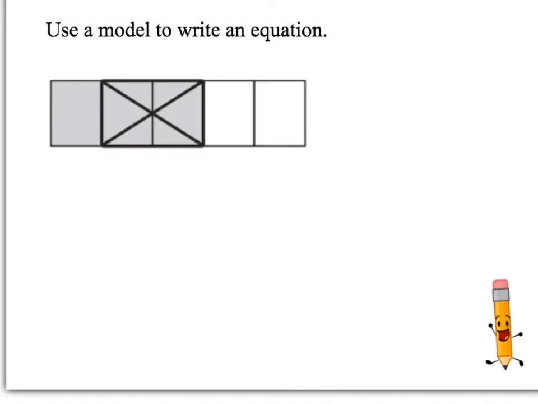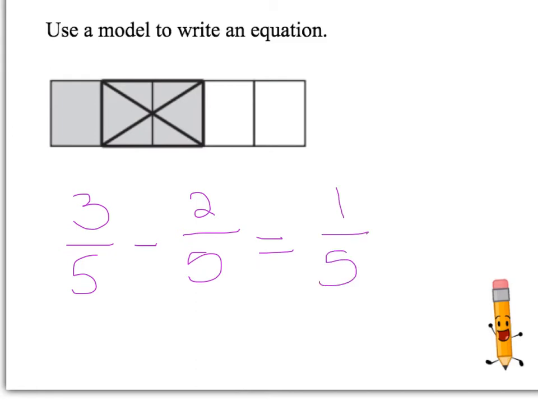Now, you're going to use this model to write an equation, and you're going to use subtraction this time. So pause the video, give it a try, and then come back and see how you did. So now here we're showing 1, 2, 3, 4, 5 pieces total, and there's 1, 2, 3 shaded in. We've now taken away 2 of those shaded pieces, which leaves us with 1/5 left shaded in. And here it is, as you can see.